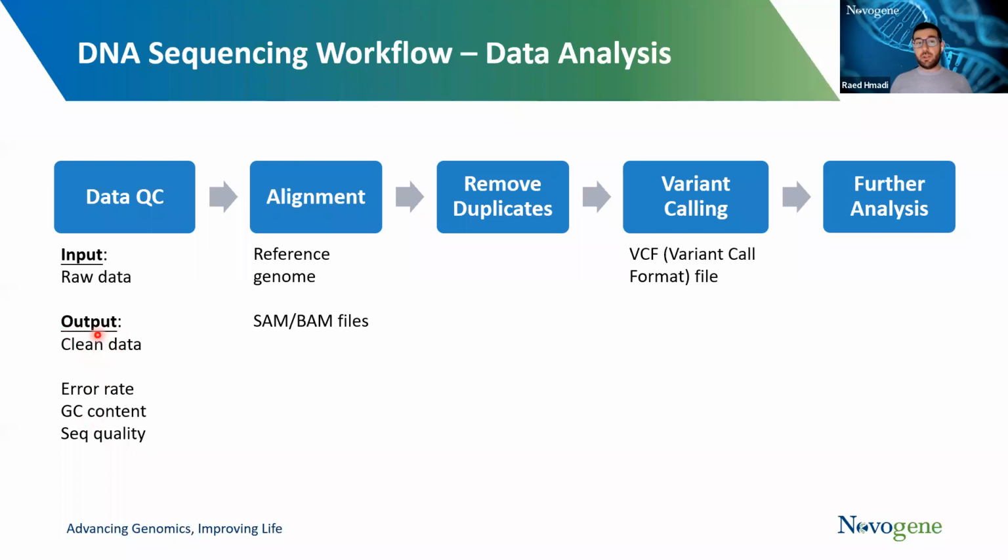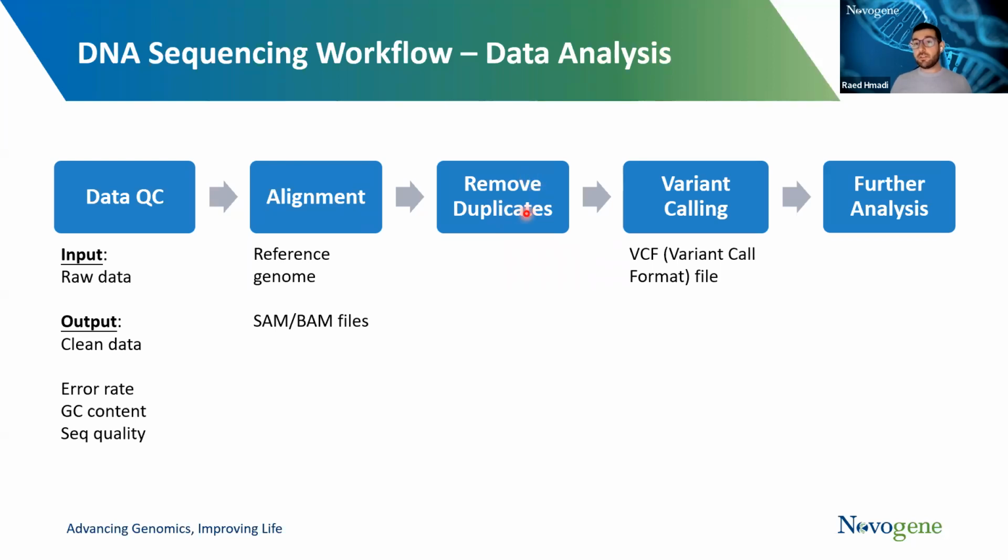Once the clean data is obtained, we can proceed into the next step, which is alignment. For this step, the new sequencing data will be aligned to the reference genome of the species that we are studying, and SAM or BAM files will be generated. Using these SAM and BAM files, we will remove duplicates of sequencing data that might have been generated during the PCR amplification steps of library preparation, and thus they do not represent real DNA data. So we need to remove the duplicates in our data before proceeding.